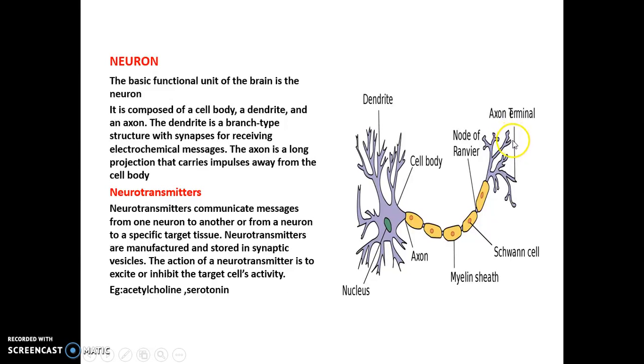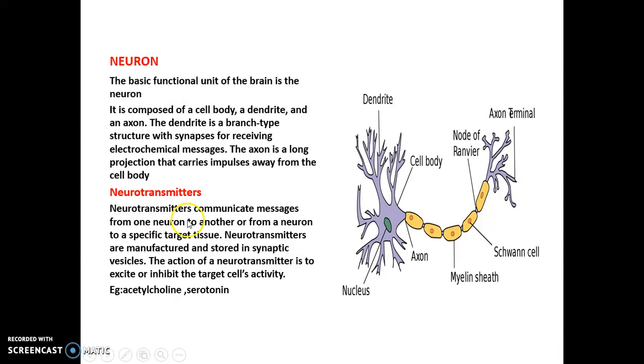Here you can see synapses at the end of the axon. So this end is connected with another neuron. This axon will connect with the dendrite of the other neuron. So this is the axon, and this axon will go and connect with the dendrite of the other neuron. Like this, neurons are connected.